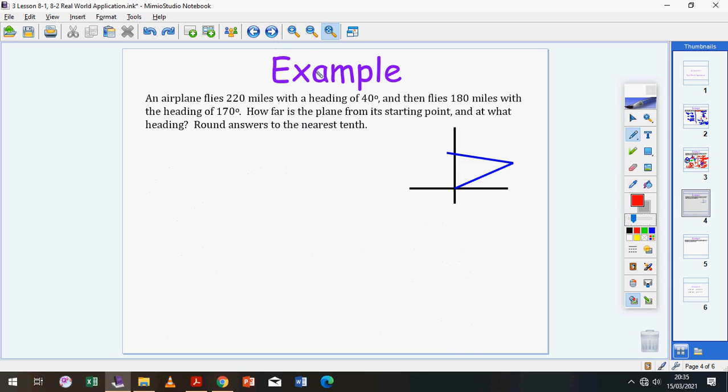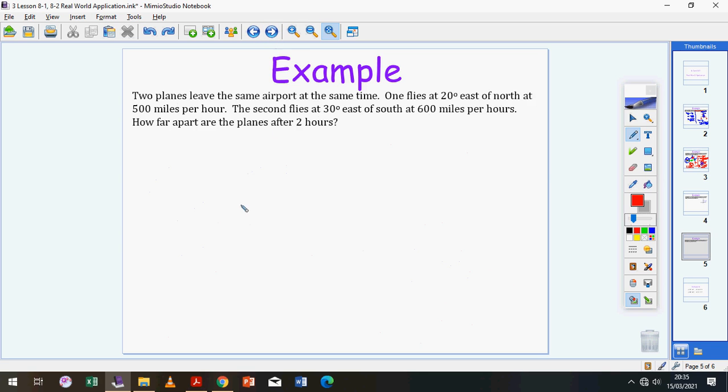Two planes leave the same airport at the same time. One flies at 20 degrees east of north at 500 miles per hour. So let me sketch that one first. 20 degrees east of north. This is north, so east of north. So that means this way. And that's 20 degrees at 500 miles per hour.